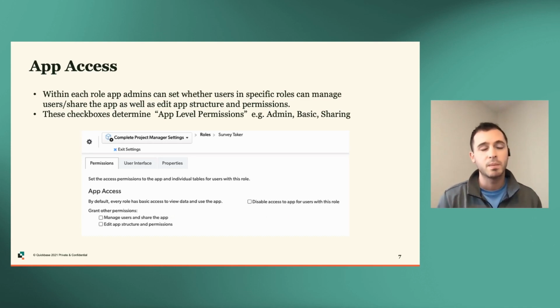So if you've been in a QuickBase app before and you go to the Manage Roles page, you'll likely see the app level permissions column. And you'll notice that it's a combination of either admin, basic, or sharing. So admin would be the ability to edit app structure and permissions, and sharing is managing the user and sharing the app. So you likely see with our default role settings, a viewer just has basic, like a team member could have basic as well as sharing. And then typically an admin has admin as well as sharing, but you can have a combination of those.